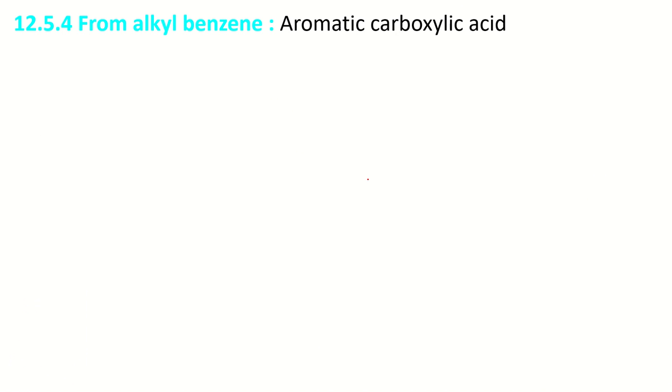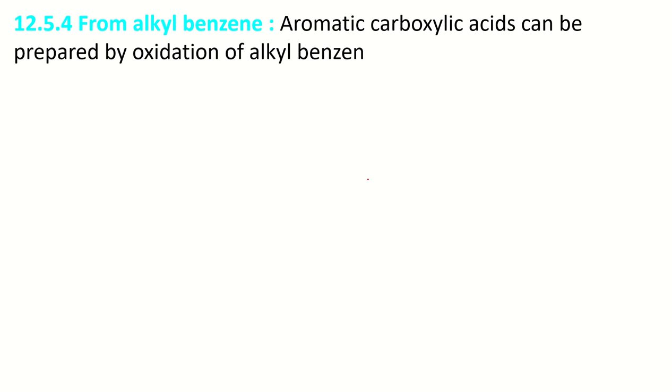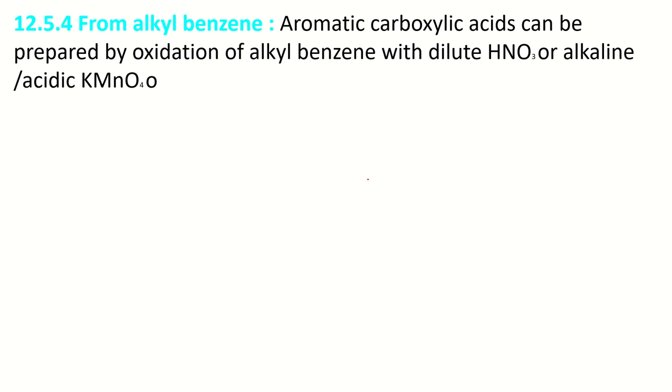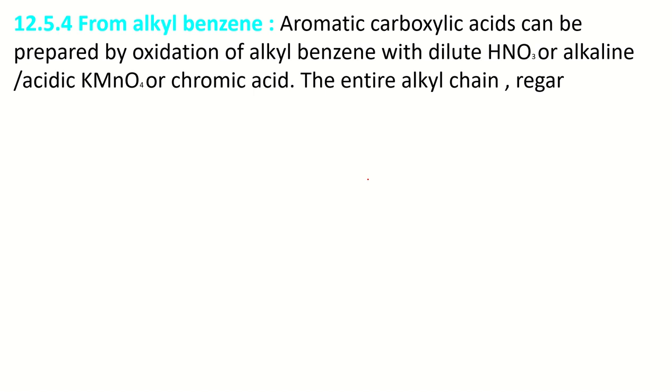From alkyl benzene means a benzene structure that has an alkyl group. It may be a methyl group, it may be primary or secondary, and the product is a carboxylic acid using an oxidizing agent like potassium permanganate, which may be alkaline or acidic.